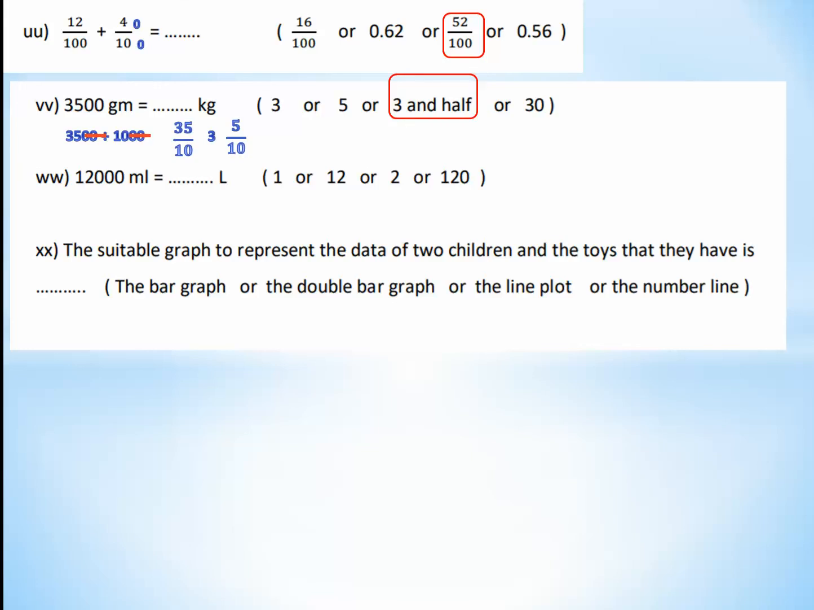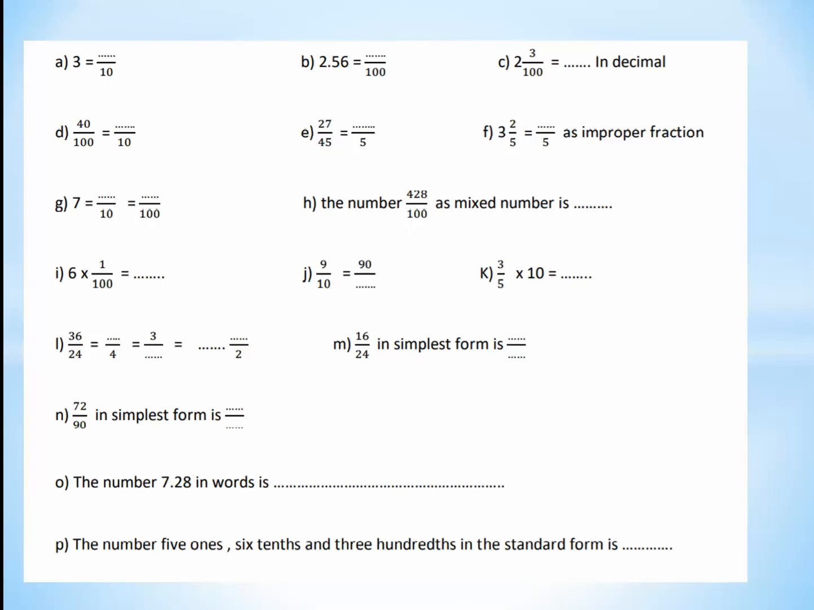12,000 milliliters equals how many liters? Divide by 1,000, it will be 12, because we will cross the three zeros. Okay, the suitable graph to represent the data of two children: when we express about two children, it means we are going to draw the double bar graph.